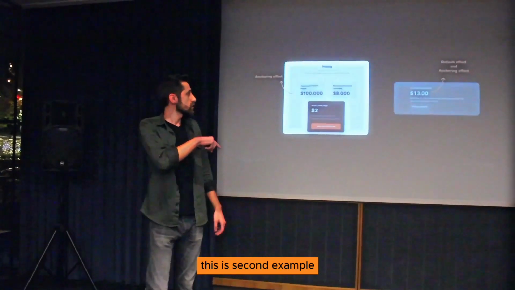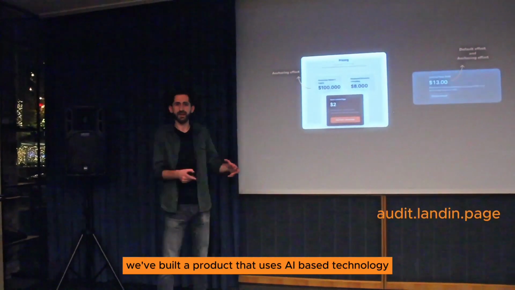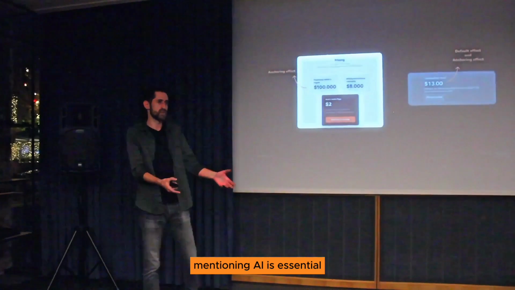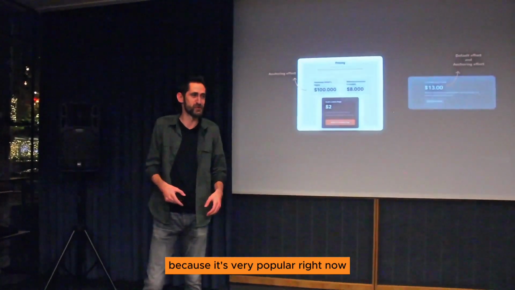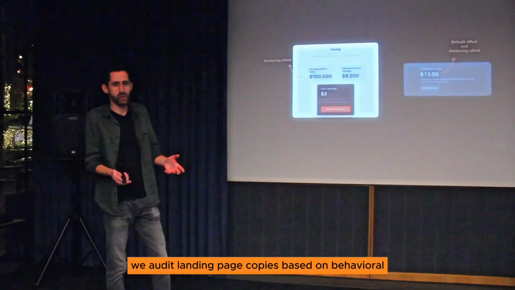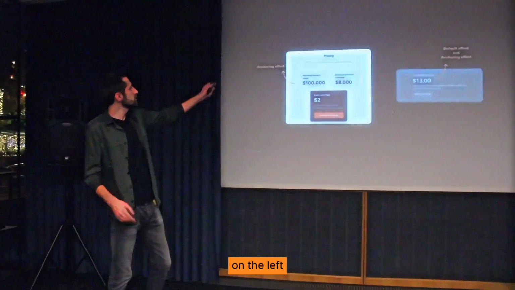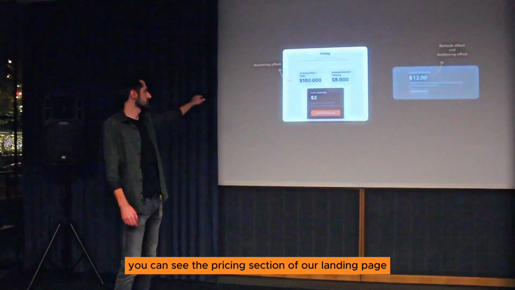This is the second example. This is our product audit. We've built a product that uses AI-based technology. Mentioning AI is essential because it's very popular right now to analyze landing page copies. We audit landing page copies based on behavioral and psychological effects. On the left, you can see the pricing section of our landing page.